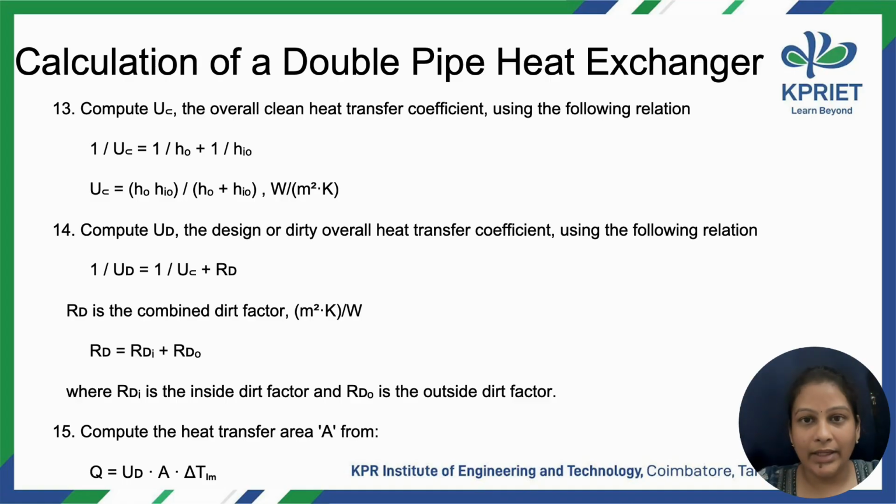So for a double pipe heat exchanger, when you want to find out the heat transfer rate Q, the formula is given by Ud into A into delta T LMTD. Here Ud is the overall heat transfer coefficient, A is the area of heat transfer, and delta T LMTD is the logarithmic mean temperature difference. So let us divide this design calculation into two parts: one is the inner pipe and another one is the fluid flowing in the annular space between the inner pipe and the outer pipe.